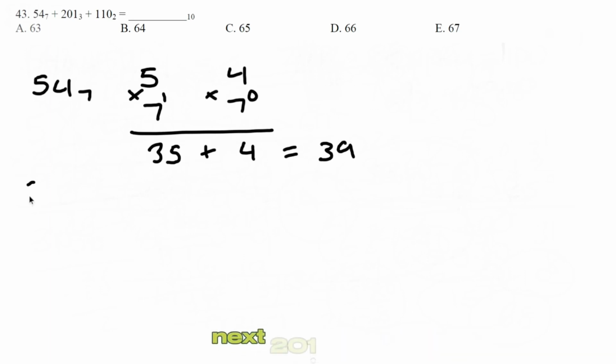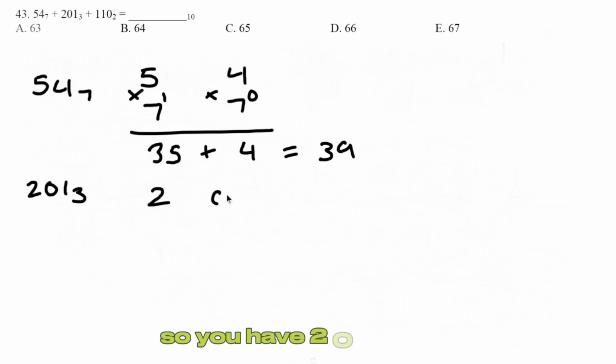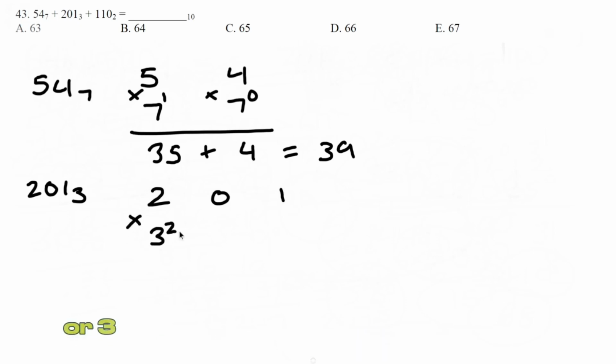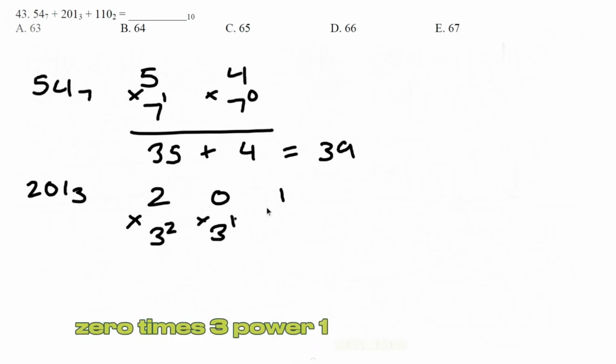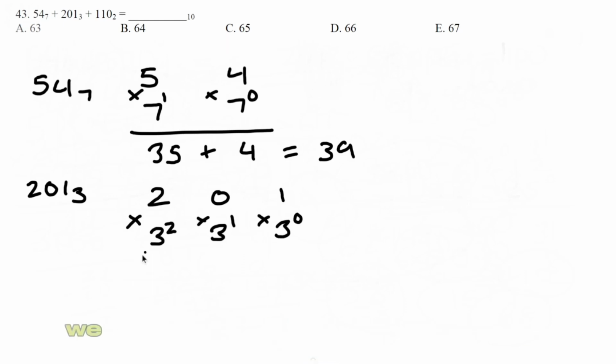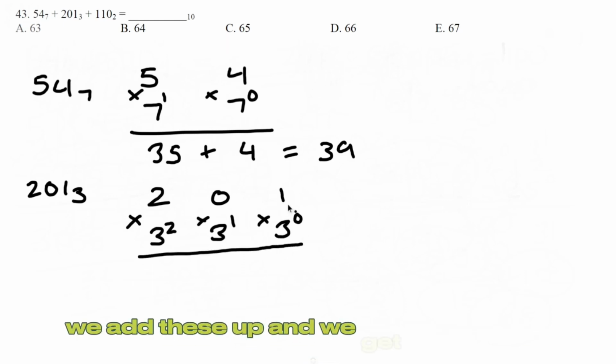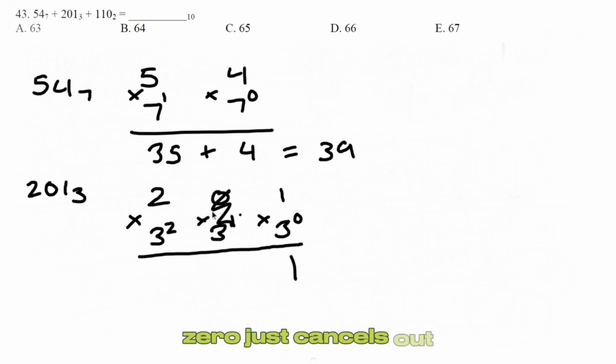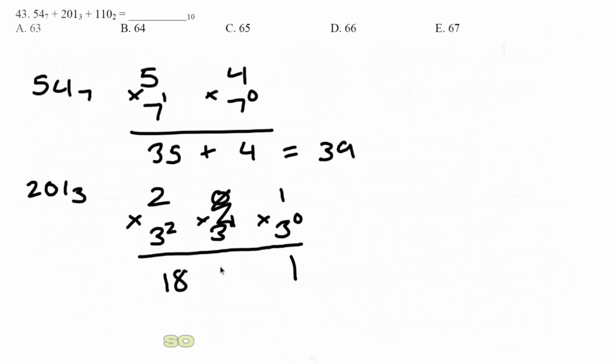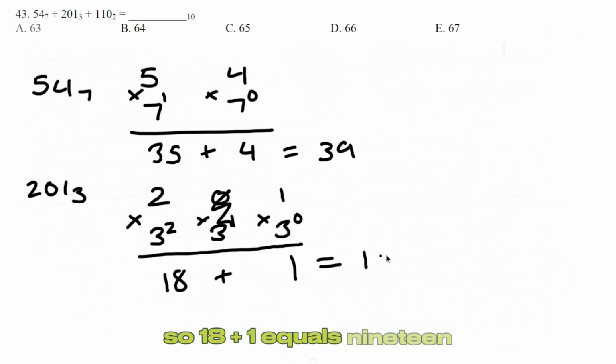Next, 201 base 3. So we have 2, 0, and 1. So 2 times 3 squared, or 3 power 2, because it's in the hundreds place. 0 times 3 power 1, because it's in the tens place. And 1 times 3 power 0, because it's in the ones place. We add these up, and we get 1 times 1, which is just 1. 0, which just cancels out. And 2 times 9, because 3 squared is 9. And that's 18. So 18 plus 1 equals 19.